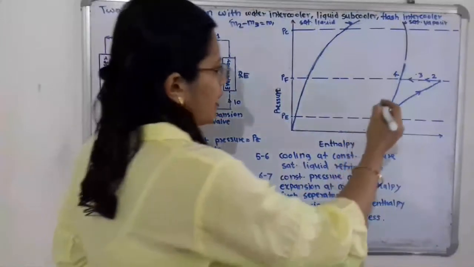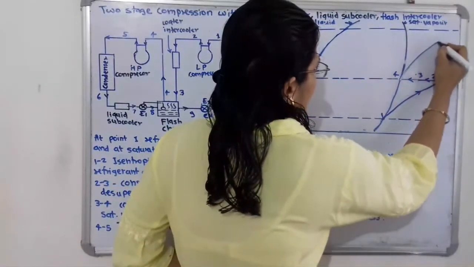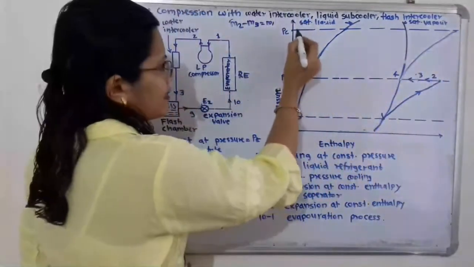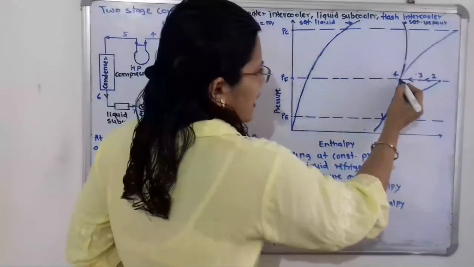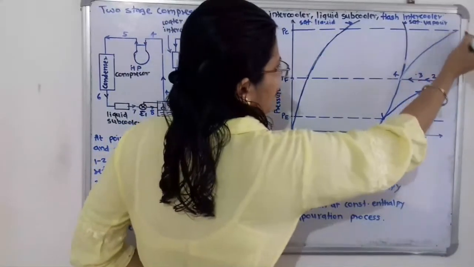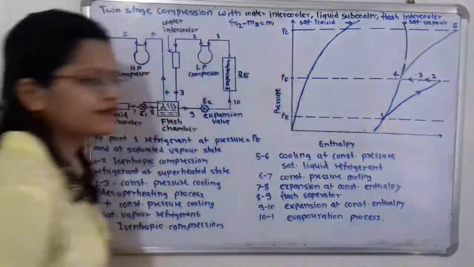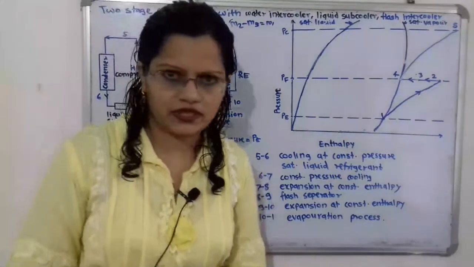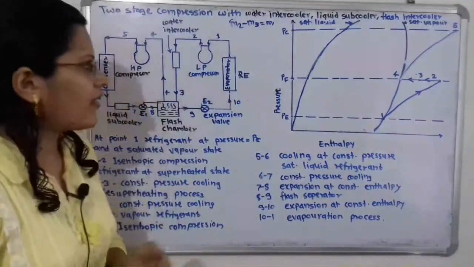So again I will extend this line. So this is the line with constant entropy, and up to this we have to find out what is the point of intersection. That is, this is the condenser pressure and this is the constant entropy line at point 4. So this is the point of intersection, and that will be the point 5. So in this way 4 to 5, that is the isentropic compression. Now we will again move for the next, that is 5 to 6.